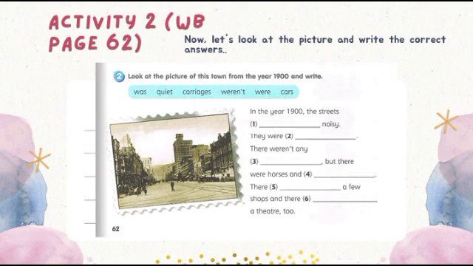Alright, so you can just read in the year 1900 the streets. Isi jawapan. Noisy pada tahun 1900. Jalan-jalan apa? Noisy, bising. There were, terdapat apa? Number 2. There weren't any, tiada apa? Number 3. But there were horses and, tetapi terdapat kuda dan apa? There, apa dia isi kat situ? A few shops, beberapa buah kedai. And there, dan terdapat juga a theatre too. Sebuah theater juga. Okay, so please listen to this. You can listen to this over and over again. Boleh je kamu ulang dengar apa yang teacher baca ni to help you answer the questions ya, untuk membantu kamu menjawab. Alright, good luck.